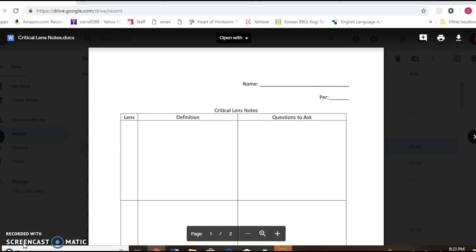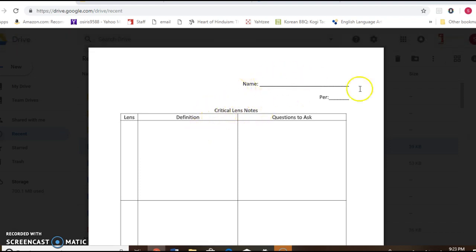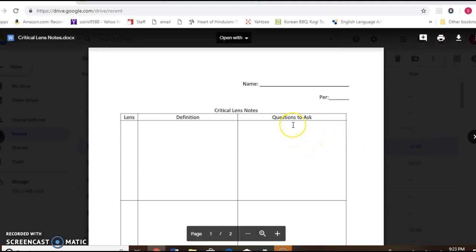So the first item you need, if you are in class watching this video, I just gave you some papers. The front page of that collection of papers should look like this. It says critical lens notes. Please put your name and period number on it. And then you'll see here under lens, there's a box. Here you'll label, and then here you'll write the definition of that, which I'm going to give you on a Google slide presentation. And then questions to ask.